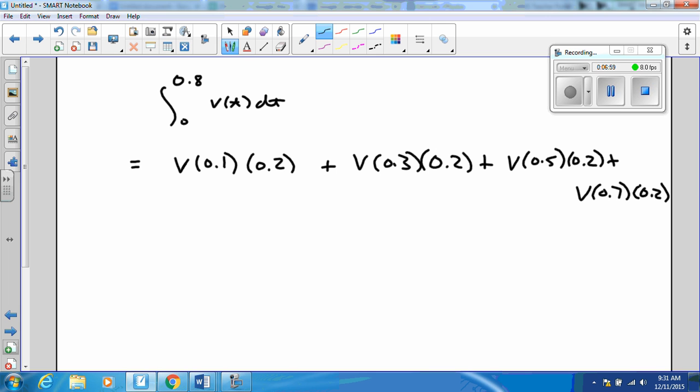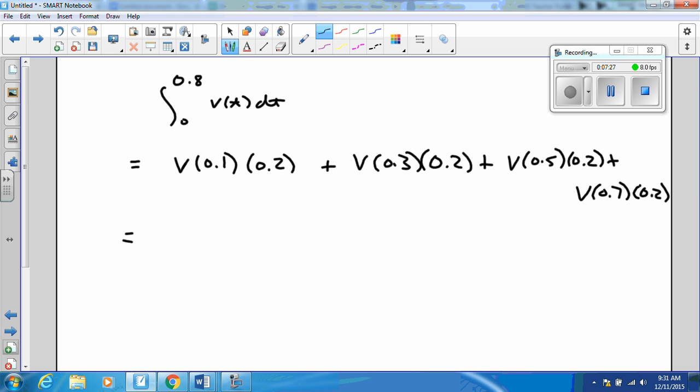Midpoint sums are really interesting because for a given number of rectangles, they are generally more accurate than either the right or the left-hand sum. But if I have n data points, I can only get half as many midpoint rectangles out of the given data points as I can from left and right. So this is an interesting compromise in accuracy between the two.